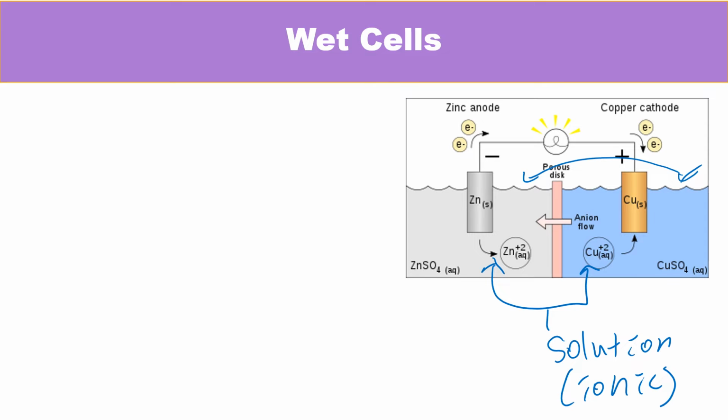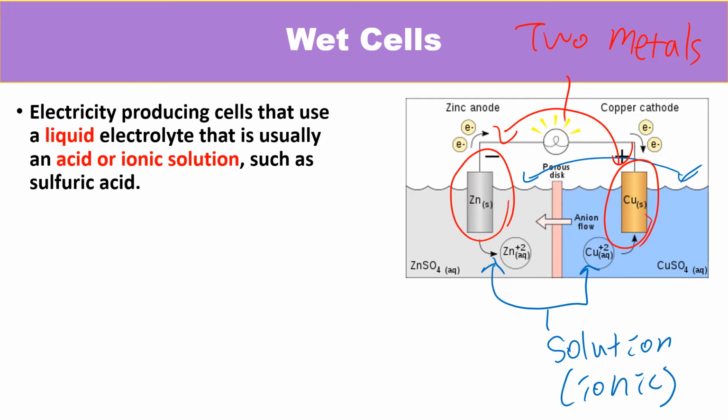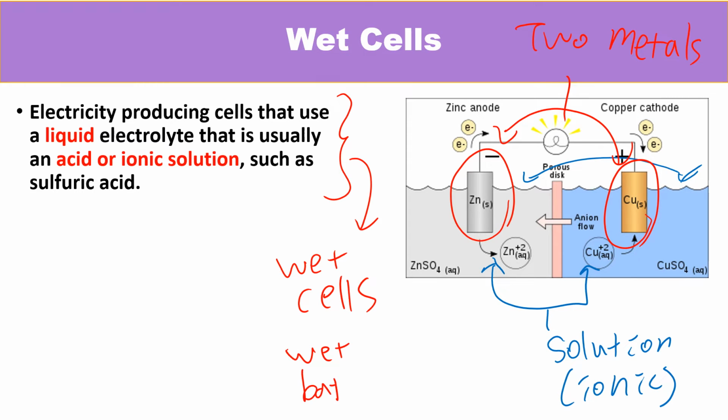The one thing that you need to know compared to the previous type, dry cell, you still have two metals, ladies and gentlemen. One for positive, one for negative. So that part doesn't change. Electricity producing cells that use a liquid electrolyte that is usually an acid or ionic solution, such as sulfuric acid, we are going to call these type wet cells or wet batteries.